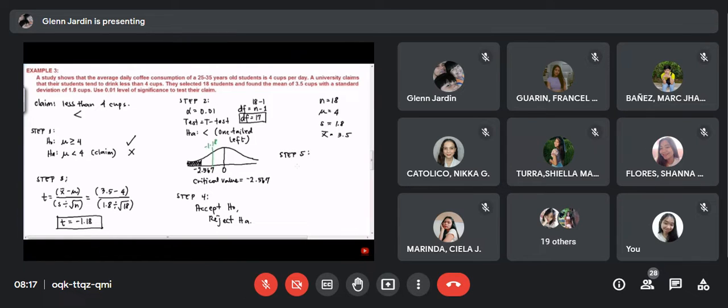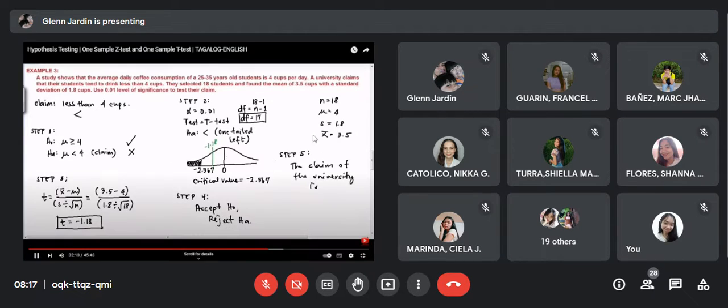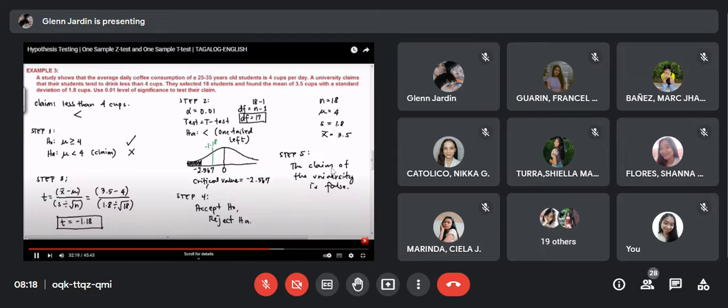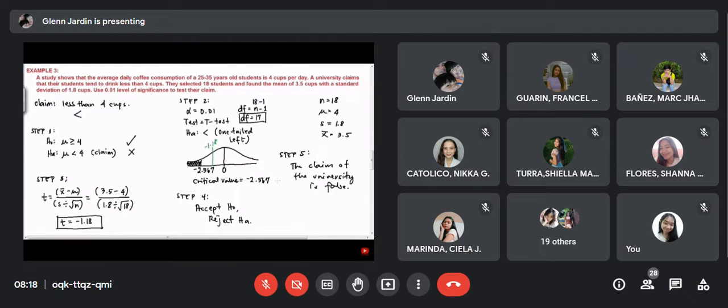So, step 5. So, pwede na natin ilagay dito yung claim kung true or false. So, the claim, so ang may claim dito, university. The claim of the university is, so since na X siya, is false. So, wala tayong sufficient evidence to support their claim based dito sa ating test na ginawa.